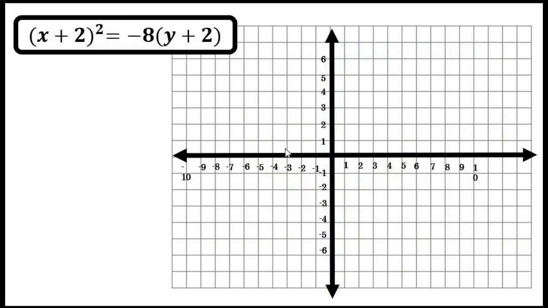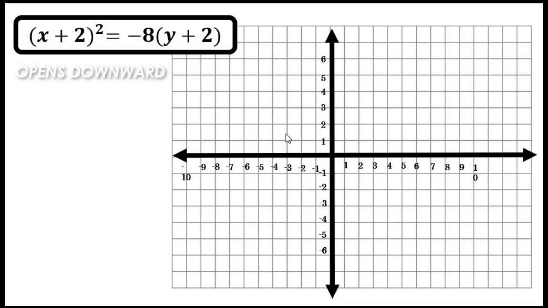Moving on, let's proceed to the next example. We have quantity x plus 2 squared equals negative 8 times y plus 2. The first step is to identify the orientation. Can you identify the orientation? X is squared, so your only option is it's either a parabola that opens upward or downward. Now let's check the sign of 4p. 4p here is negative 8. Since it's negative, it's a parabola that opens downward.